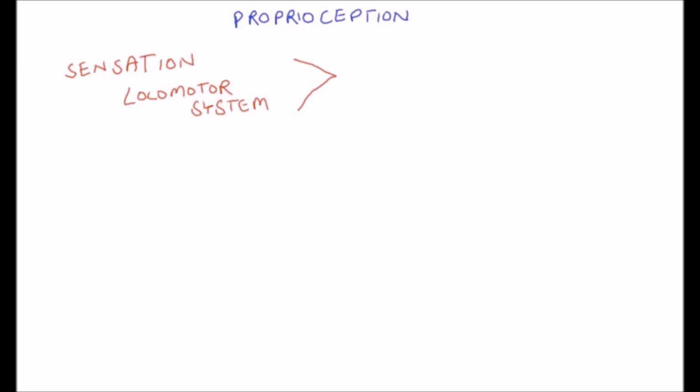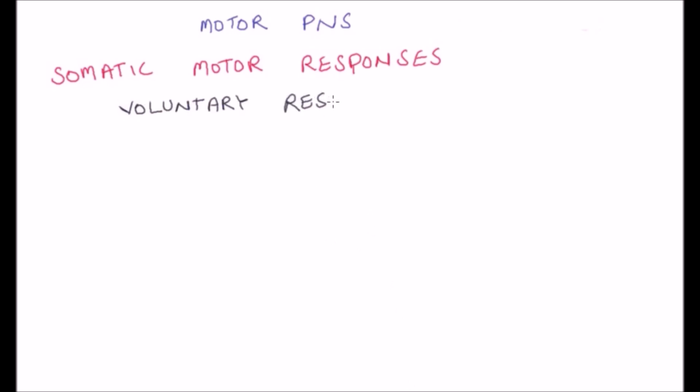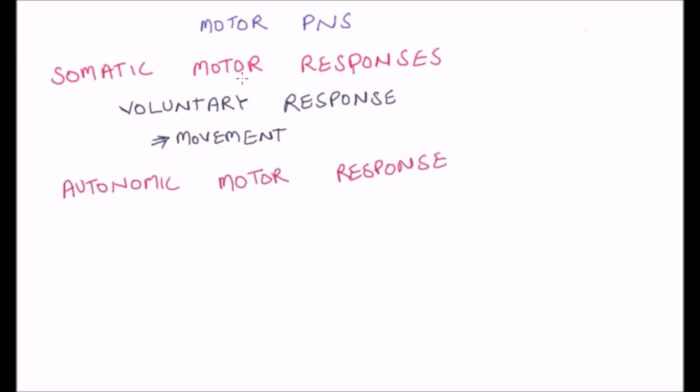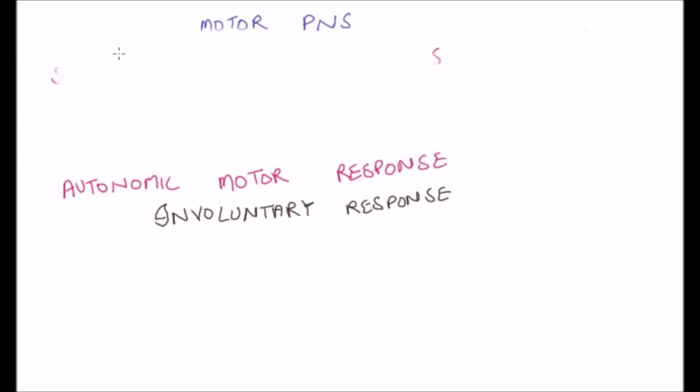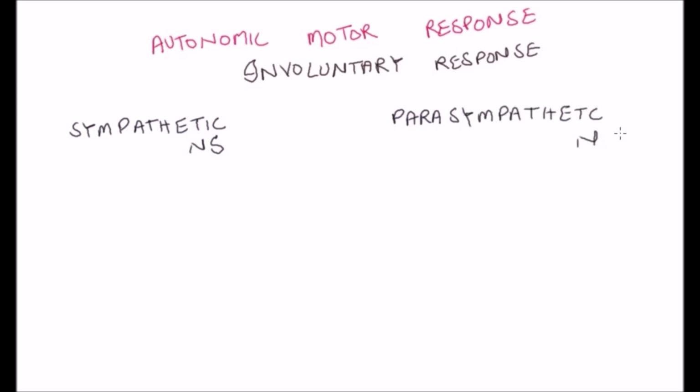The motor peripheral nervous system is the second part of the peripheral nervous system. It includes two parts: the somatic motor responses, which are voluntary responses like movement, and the autonomic motor responses, which include the involuntary responses. The autonomic motor responses are further divided into two categories, the sympathetic nervous system and the parasympathetic nervous system.